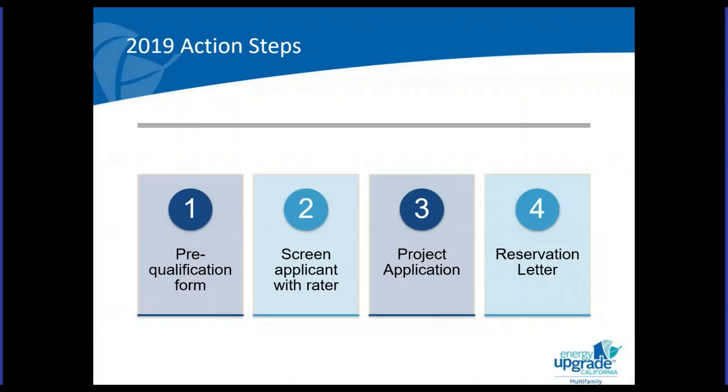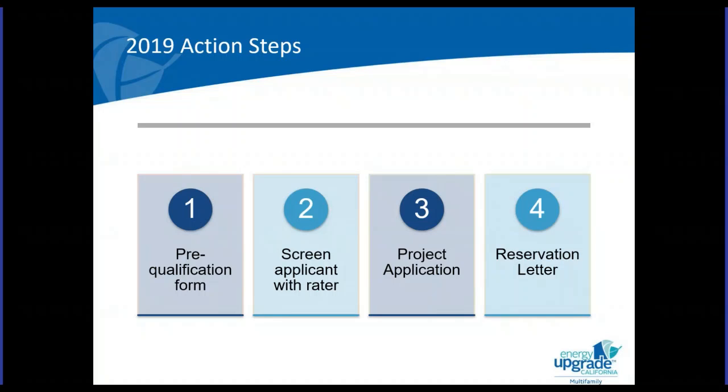And that's a contract between the program and the applicant, and allows us to earmark funds and keep that project in our pipeline. The final step would be a reservation letter, which will formally reserve funds for that project that are later paid out after implementation. So where are we starting? Pre-qualification form, a conversation to screen the building with the rater and applicant, and then the project application.